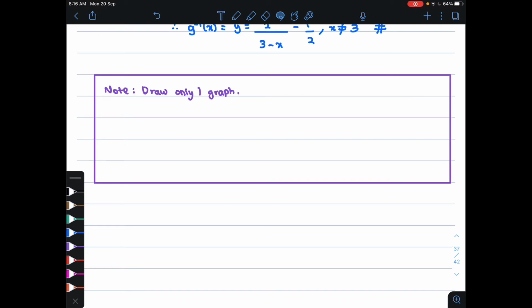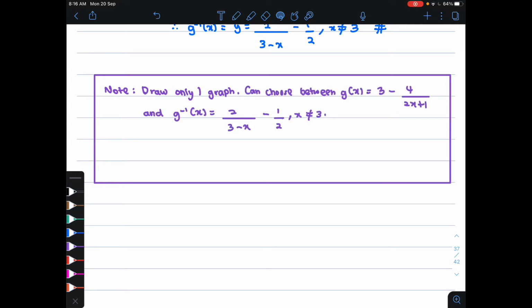So, kat sini Miss nak bagi tips. Kalau kamu perlu lukis dua-dua function, which is the original function and its inverse, the tips is that just draw only one graph first. So, lukis saja salah satu graph. So, you can choose either Gx or G inverse. Kamu lukis je salah satu. Kalau kamu nak guna Gx, kamu lukis saja Gx dulu. Kalau kamu nak guna G inverse, kamu lukis saja G inverse dulu.